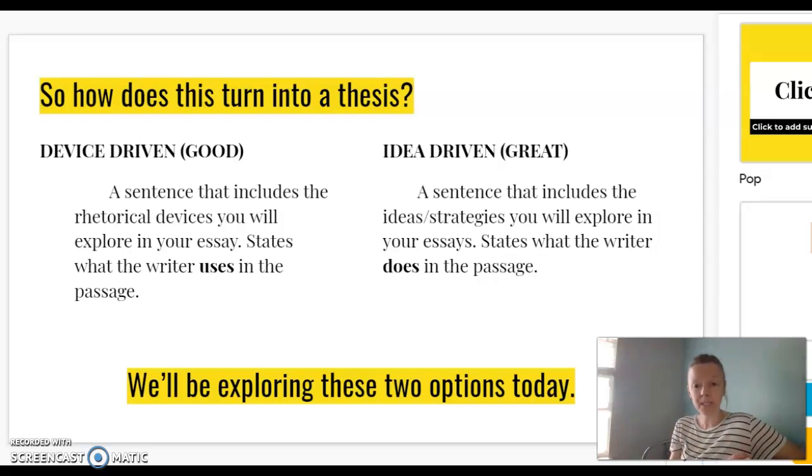So then we have the opposite, which I think connects more to the big rhetorical situation. If you feel like it's easy for you to read a passage and think, holy cow, I see those shifts in the tones and I see the small things the author was doing without blatantly dropping in repetition, this would be for you. It's when a sentence includes the ideas and strategies you'll explore in your essay, it states what the writer does in the passage.